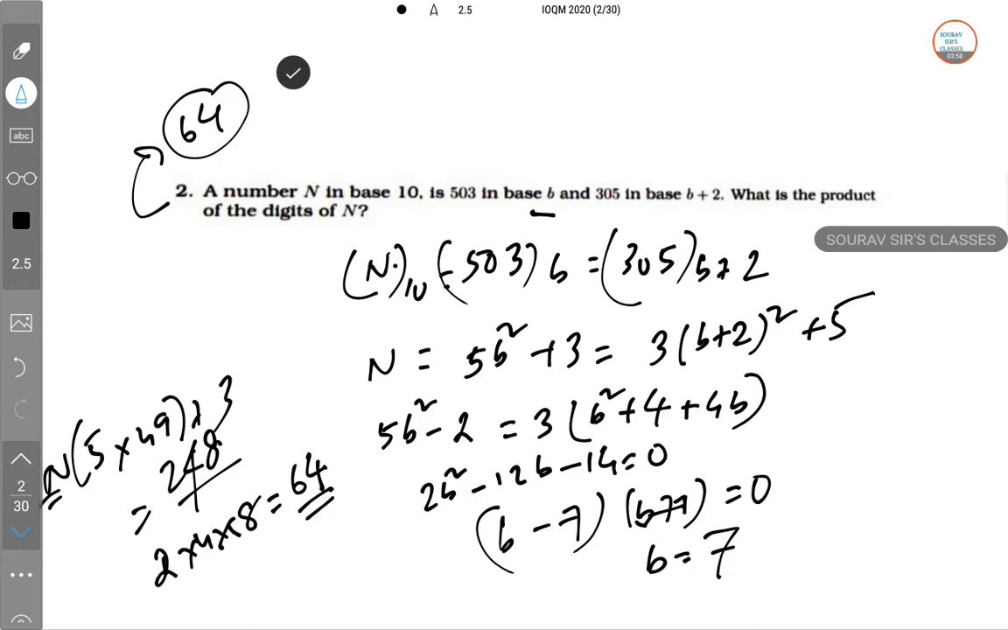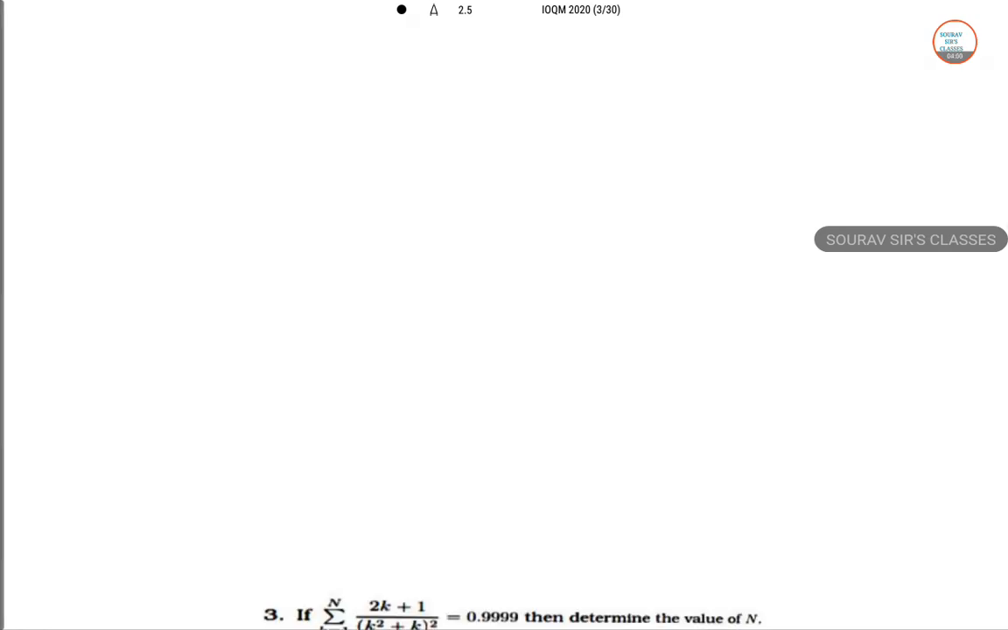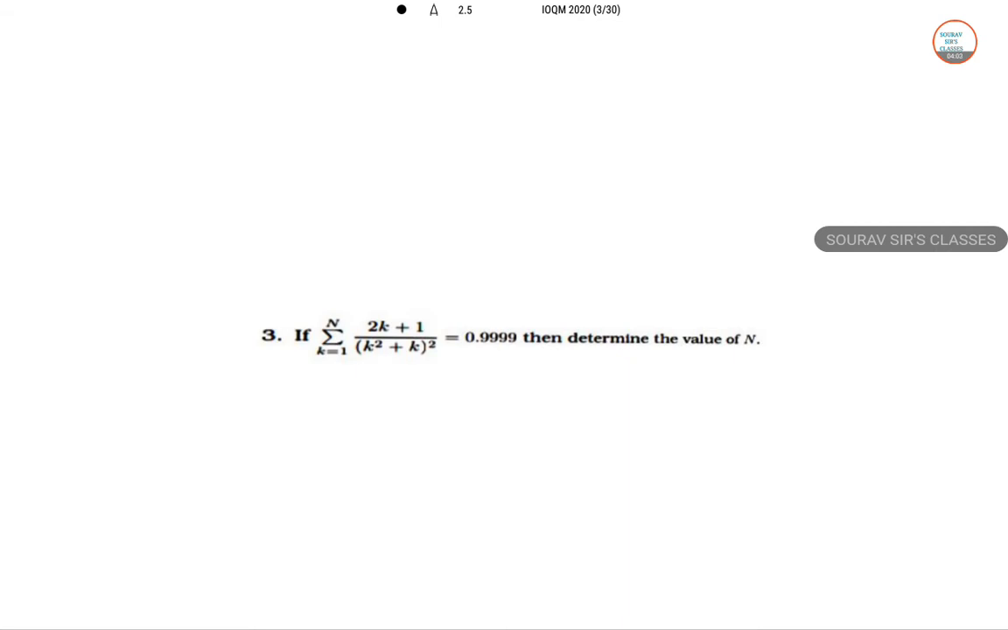From this year they have stopped giving the options, so it's going to be a little bit more challenging for you all. Okay, so the summation of 2k plus 1 over k square into k plus 1 whole square, up to 99, determine the value. We can start over here. So we can write 2k plus 1 over k square into k plus 1 whole square.